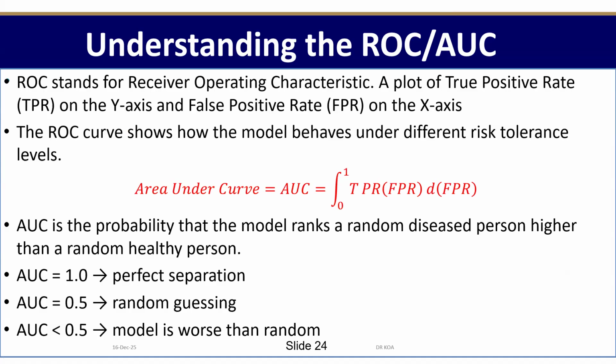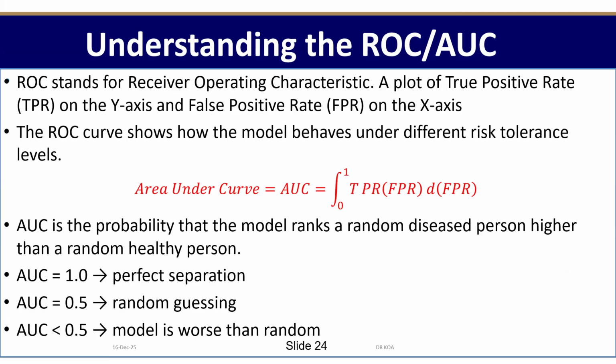What is the probability that the model ranks someone who is diseased higher, okay, and someone who is rather healthy, that person has been ranked lower. So when you have an AUC value of 1, that is perfect separation. You've separated the diseased people versus the non-diseased people. You've done a good job. And please note that we are talking about disease, non-disease.